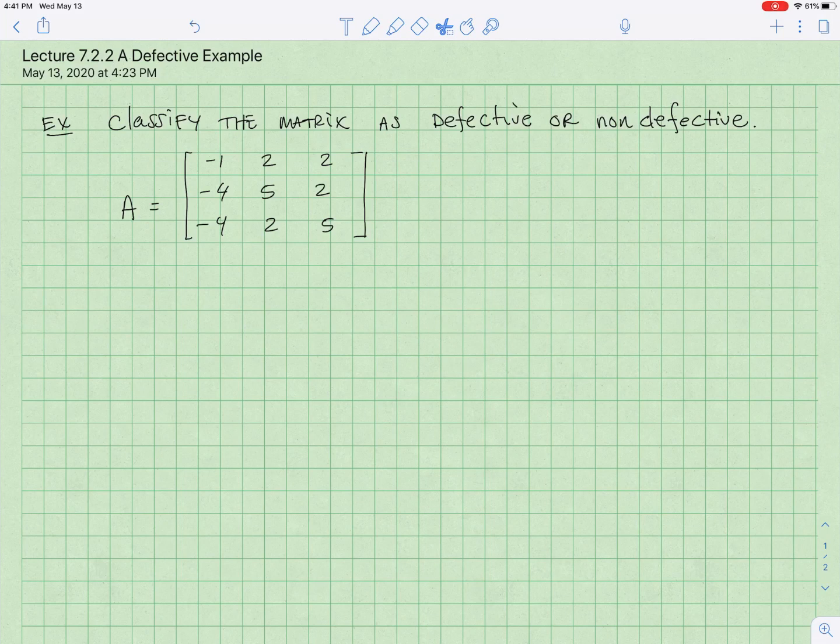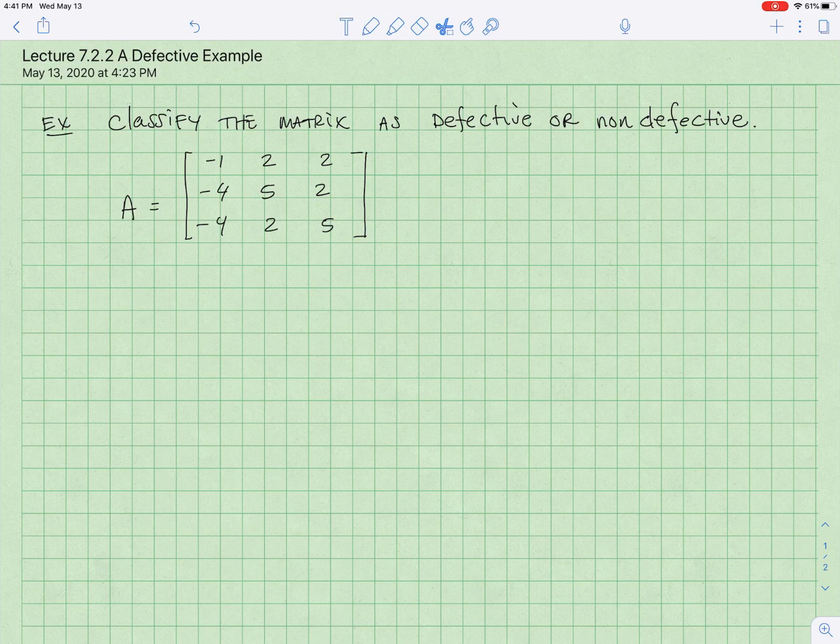For our second example in section 7.2, I want to do a defective example for you. So classify the matrix as defective or non-defective. Spoiler alert, Dumbledore dies. I mean, the matrix is defective.